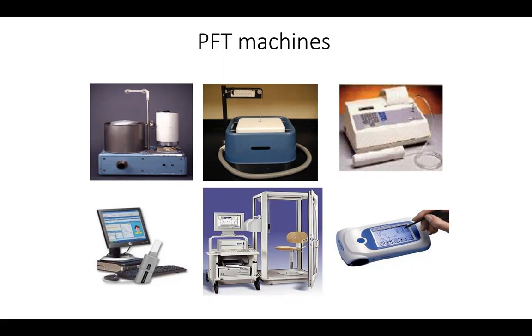Spirometry mainly measures the FVC, which is the sum of the tidal volume, the expiratory reserve volume, and the inspiratory reserve volume. FVC is the only one which is measured, but other components like the FEV1 by FVC ratio and the FEF, the forced expiratory flow between 25 and 75%, are derived from the FVC.